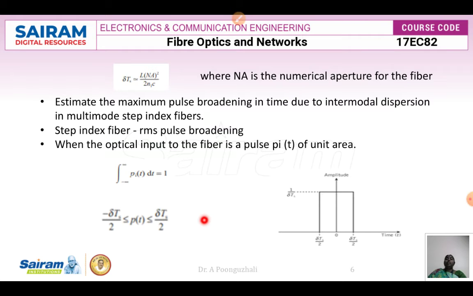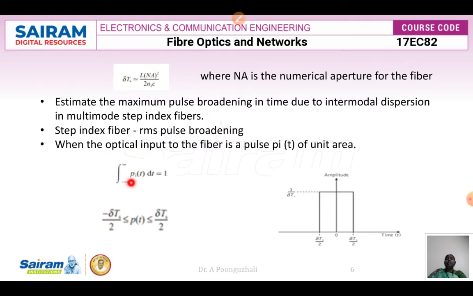So now we are going to estimate the maximum pulse broadening that is going to take place in the time domain because of the intermodal dispersion occurring in the multimode step index fiber. Here in the step index fiber, we are going to find out the RMS pulse broadening effect. When the optical input to the fiber is a pulse, the pulse is represented by Pi of t, which has unit area. Unit area means the amplitude of the pulse is 1 by delta Ts, and the limit is from minus delta Ts by 2 to delta Ts by 2.